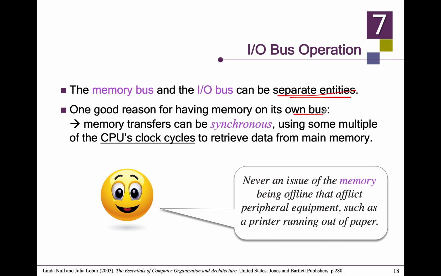Why? Because it's better for you to have the memory bus separate from the I/O bus, because memory transfer can be synchronized using some multiple of the CPU clock cycle to retrieve data from memory. It also avoids issues of the memory being offline that affect peripheral equipment, such as a printer running out of paper.